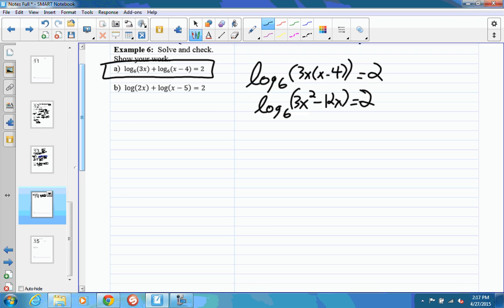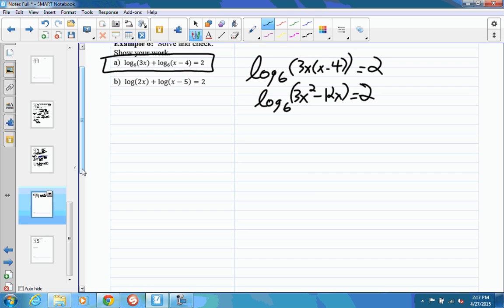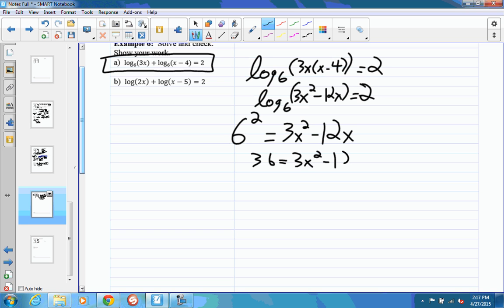Okay, so now, guys, look at it. Log of a number equals 2. Can I do exactly what I did here and just set it up in exponential form? So what's my base? 6 to what power? Squared equals what? That's 12x. Good. What's 6 squared? 36. 36 equals 3x squared minus 12x. Now you can subtract the 36 over. So if I subtract the 36 over, I'm equal to 0. And then can I factor, or use quadratic if I have to? Yes.